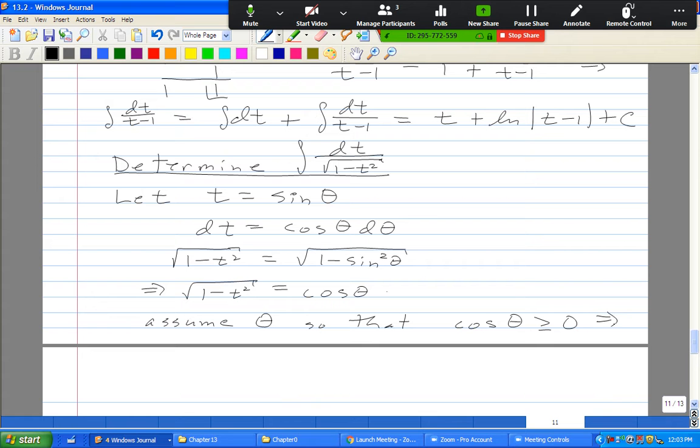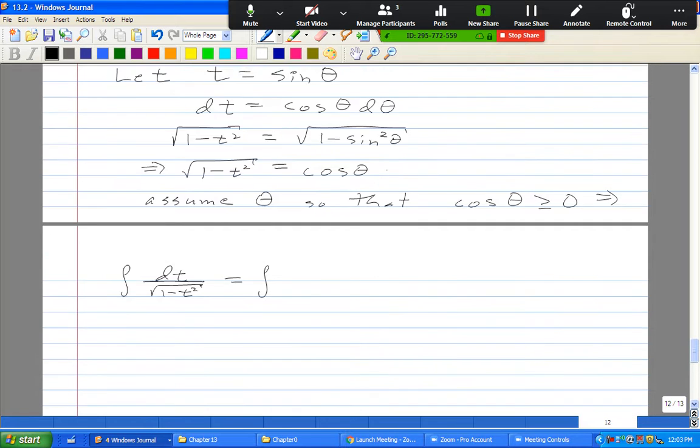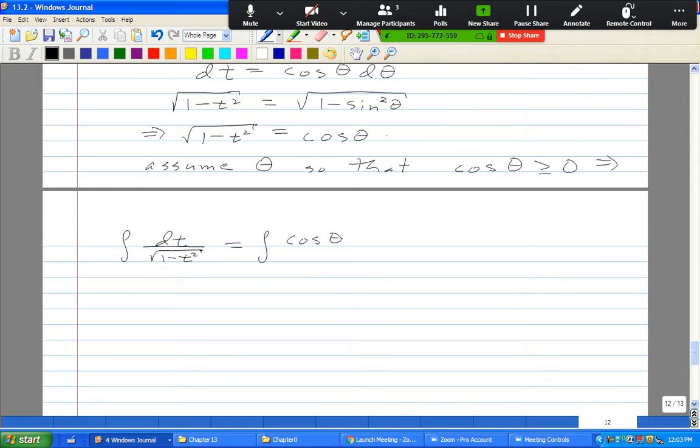Okay, so now I have the integral of dt over rad 1 minus t squared. Well, this is equal to, I said it was cosine theta d theta, and the rad 1 minus t squared was cosine theta. So they cancel. And so this is just the integral of d theta. And so I have that this is arc sine of t plus c.